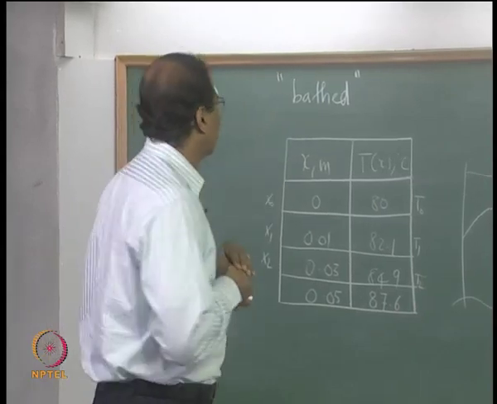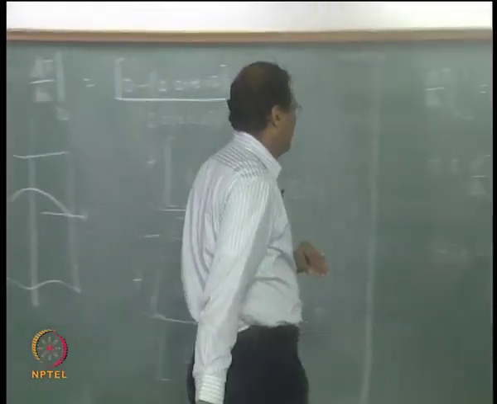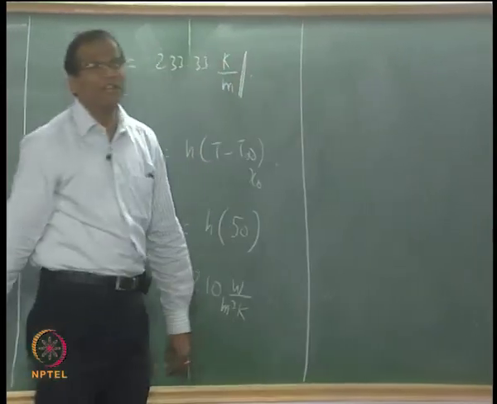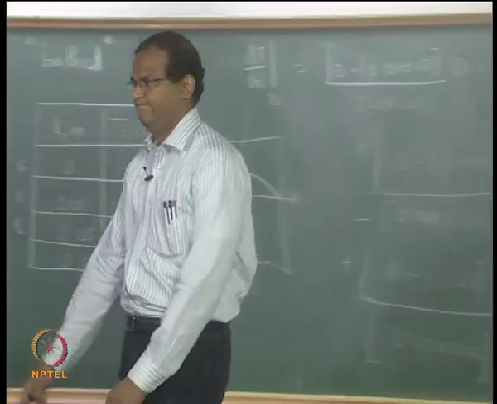Okay, now what is the last part of the story? How do we get the volumetric heat generation rate?